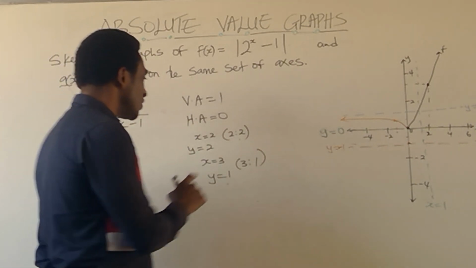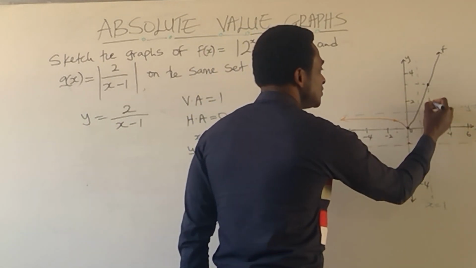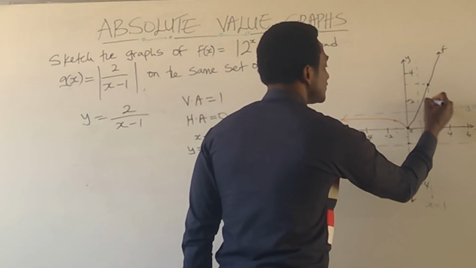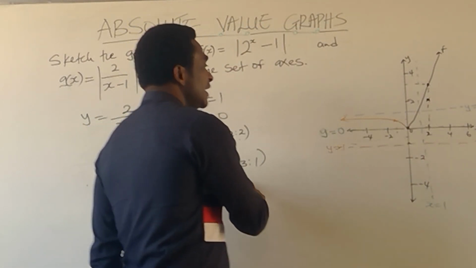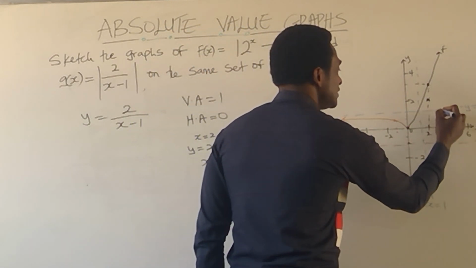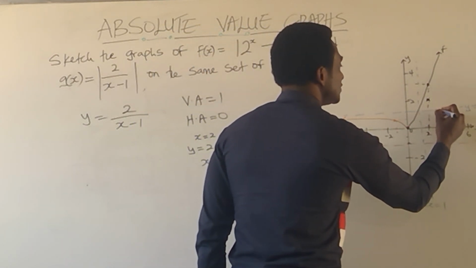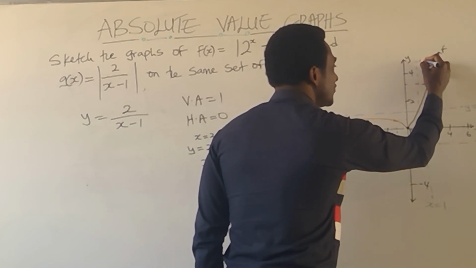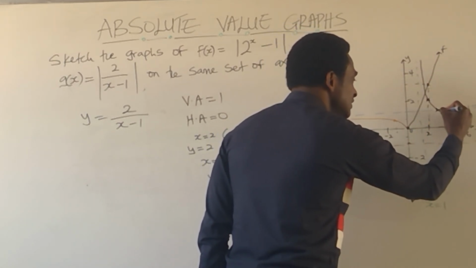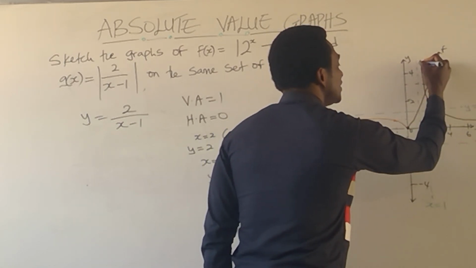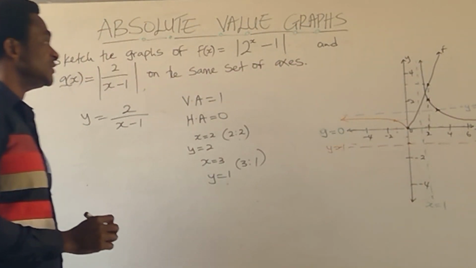Let me sketch those coordinates. (2, 2) is this point, and (3, 1). Remember, the green line represents my asymptote here. I have this part and on this.